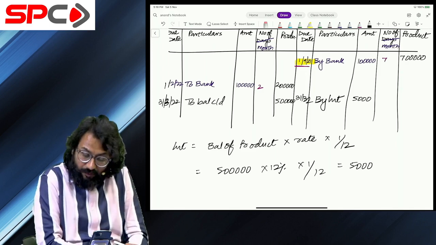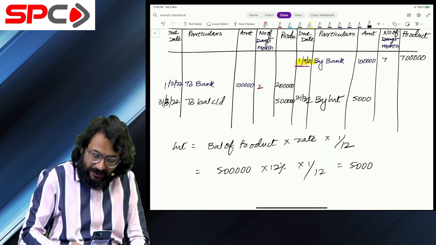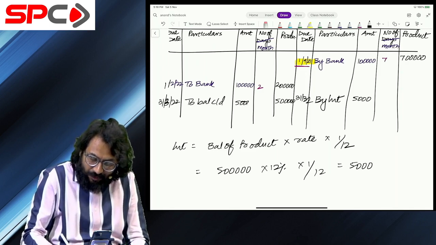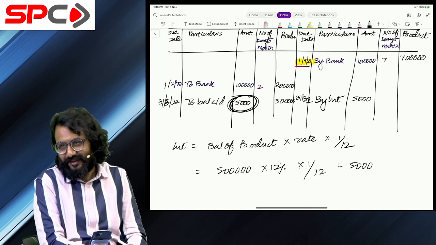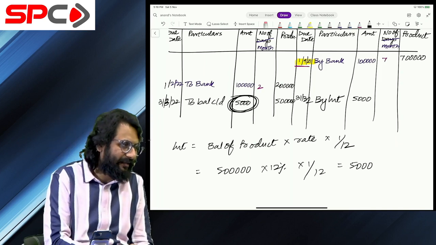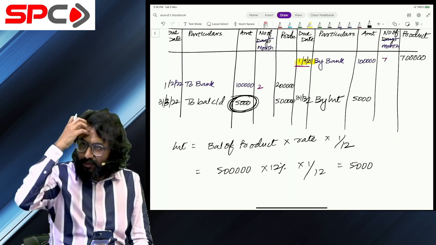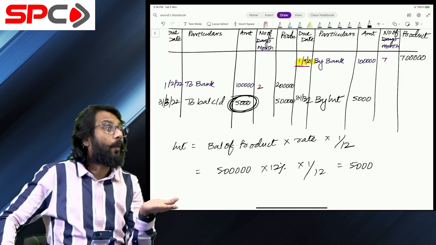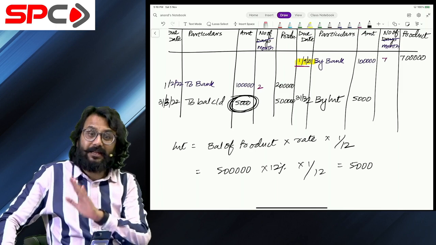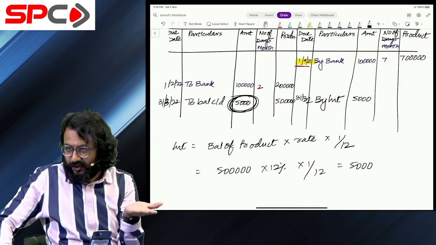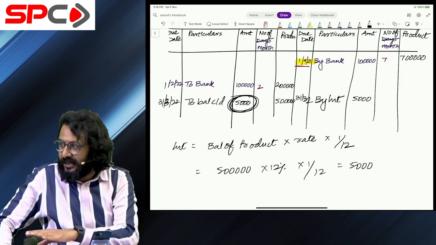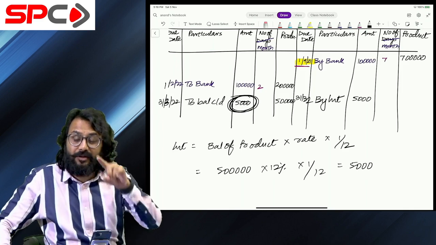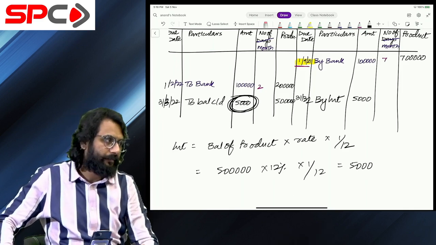So now do you understand what my balance is? My balance is 5,000 rupees. I am yet to receive 5,000 from him. Do you copy that? So what are we doing? The balance of product on whatever side I write down, on the opposite side I should write down the interest in which column? Amount column.